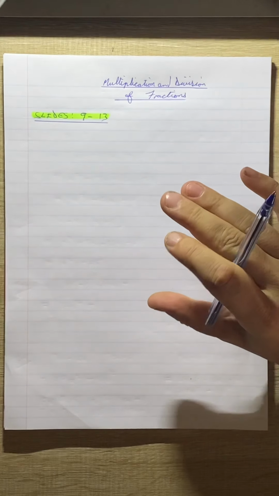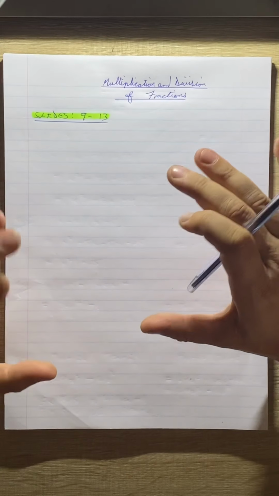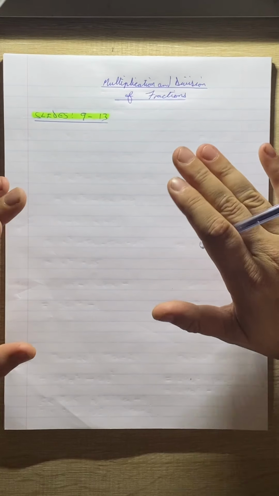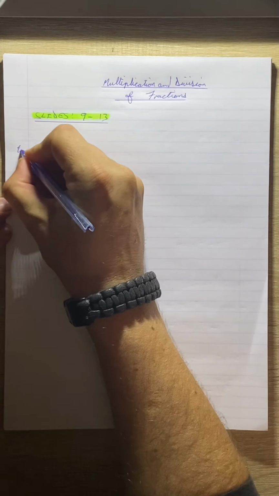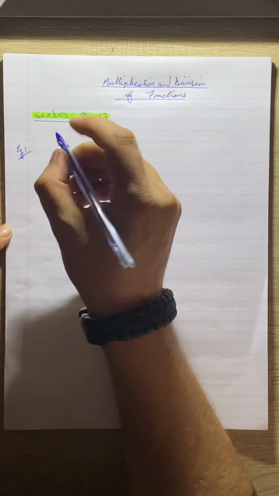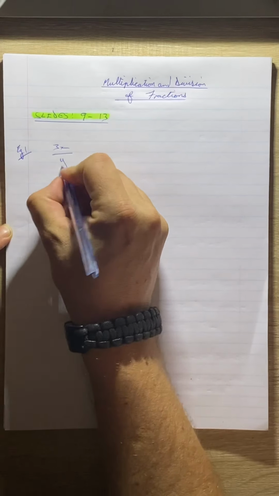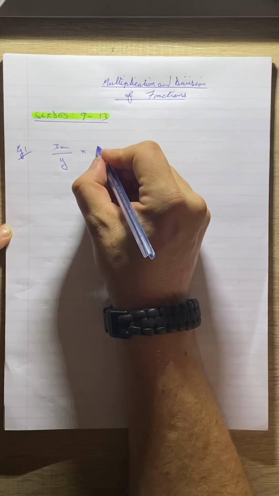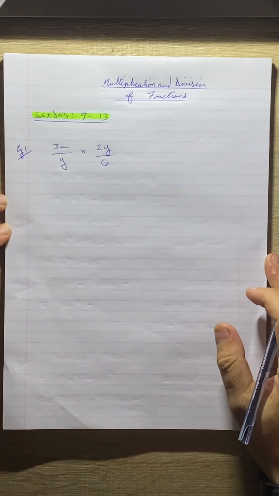Okay, so before we go into this, what I need you guys to know is whenever you get these things, you need to factorize the numerator and the denominator if you can, okay? And I will show you with some examples now. So example 1. They're asking us to simplify 3x over y multiplied by 2y over 6. So what I'm going to do here is I'm going to look at numerators and denominators separately.